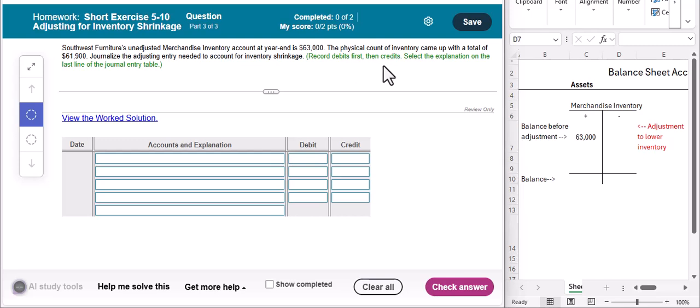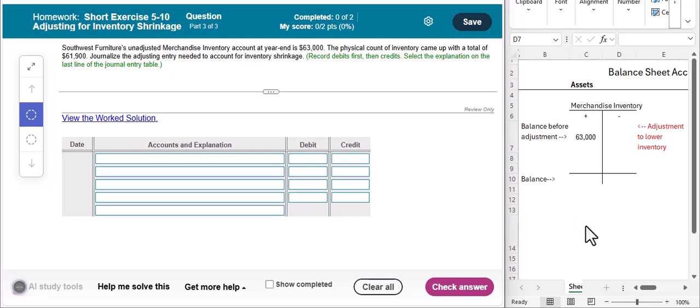So journalize the adjusting entry needed to account for inventory shrinkage. Record debits first, then credits. Select the explanation on the last line of the journal entry table. So over here on the right hand side, I have my electronic scratch paper. This is just Excel. I would recommend you do this on scratch paper.